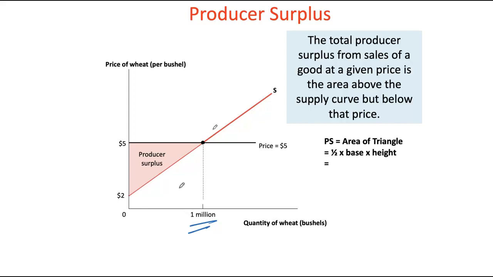Why is this area important? Because this area is giving you the difference between price minus the cost for any given unit all the way up to these total sold units of 1 million. So this area of the triangle in our case is half times base, which is 1 million, times the height of 5 minus 2 would be 3, and that is equal to $1.5 million.